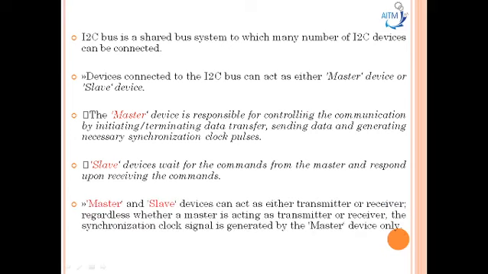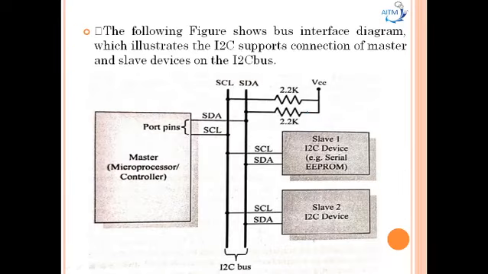The master and slave devices can act as either transmitter or receiver. Regardless of whether a master is acting as a transmitter or a receiver, the synchronization clock signal is generated by the master device only. So both master and slave can act as either transmitter or receiver. And I2C supports multi-masters on the same bus, so on the same bus there may be multi-master devices.